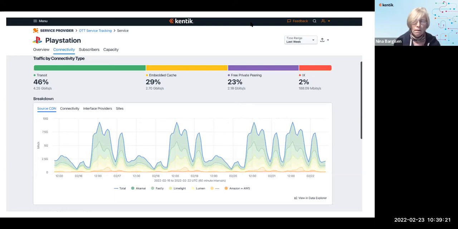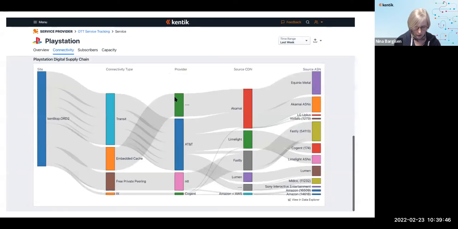So this tells us that we both need to make sure that we know about the services, but really we need to make sure that our path and our connectivity to these particular content delivery networks are in order and are in a good place. What we can see on this screen as well is that some of it is served over transit, and we can go into another diagram showing it, some of it is embedded caching, and some of it is over peering.